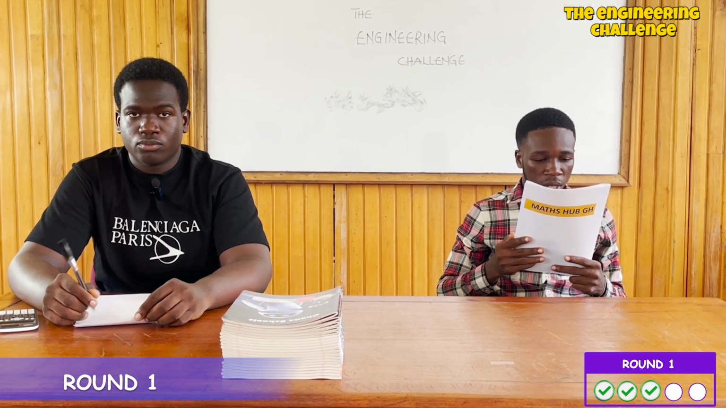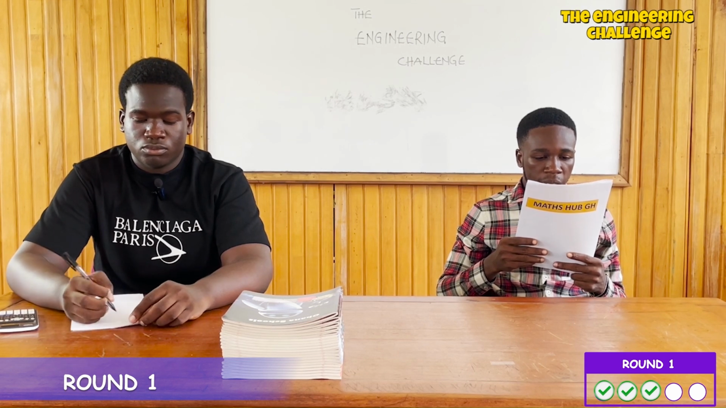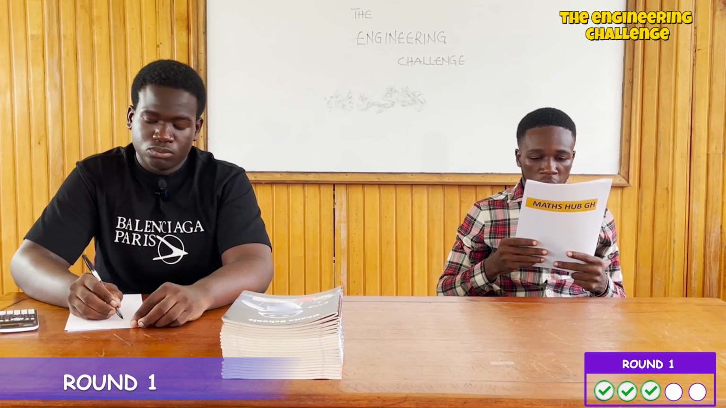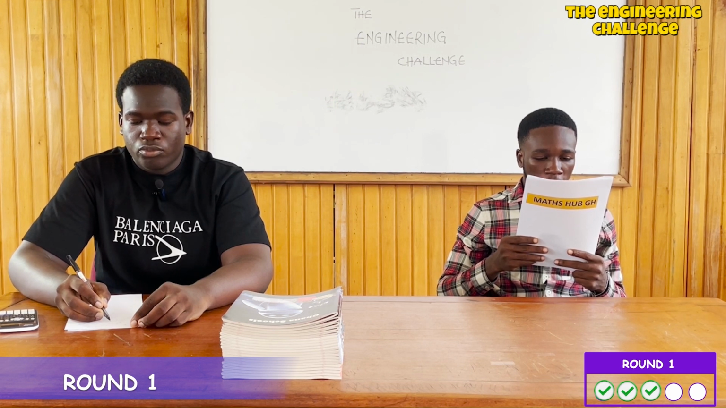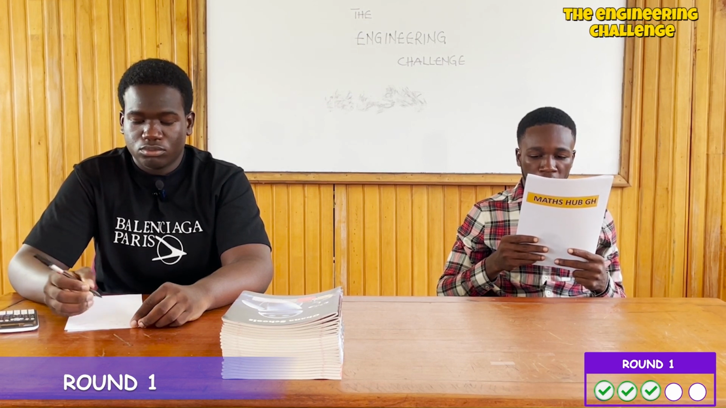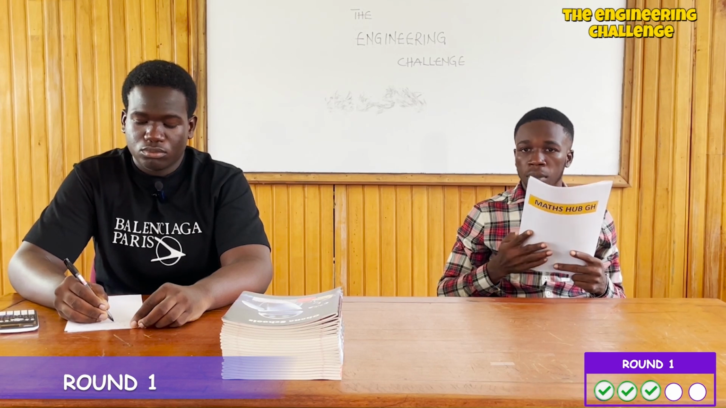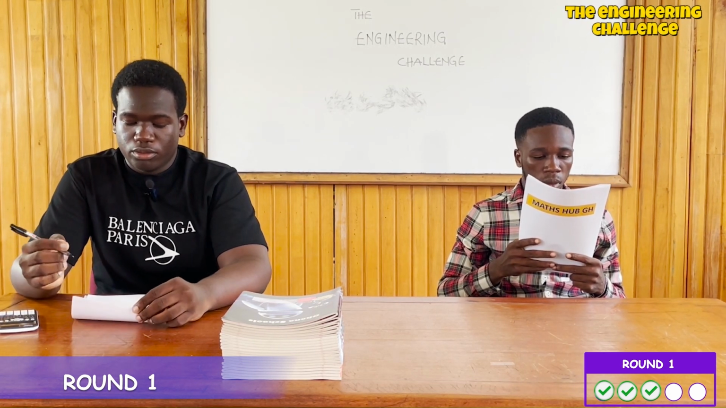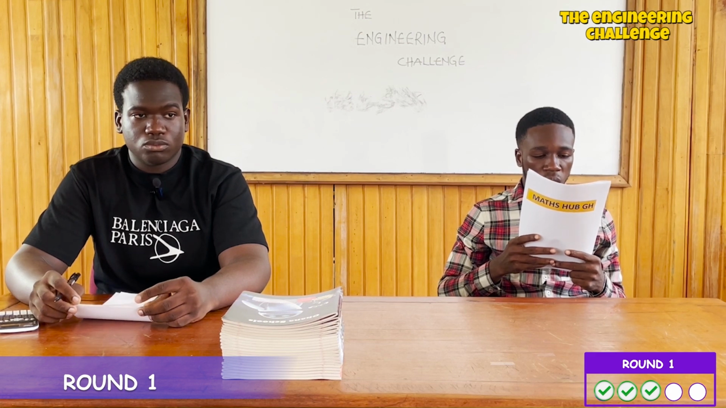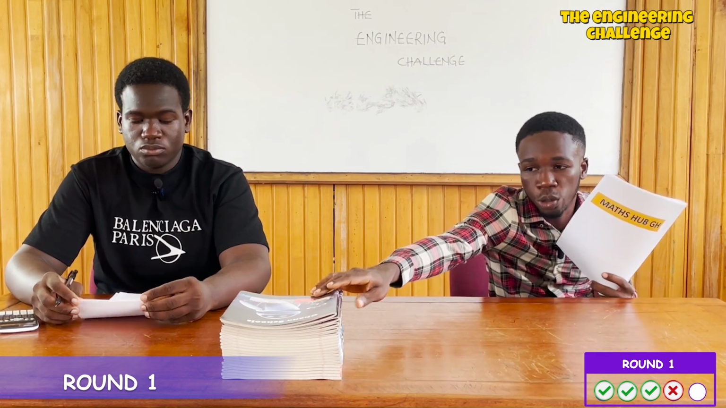The fourth question. Water flows steadily through a horizontal pipe. If the velocity at point 1 is 3 meters per second and at point 2 is 6 meters per second, what happens to the pressure at point 2 compared to point 1, neglecting friction? The pressure at point 2 increases relative to point 1. No, that's wrong. So I'm going to take one book from you.